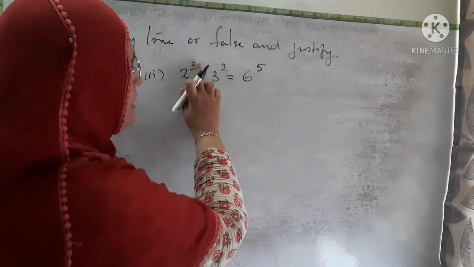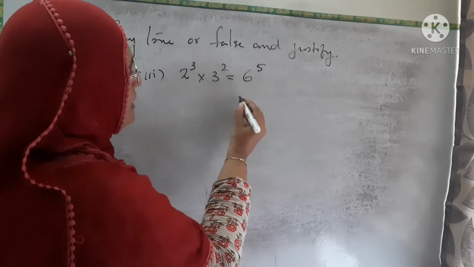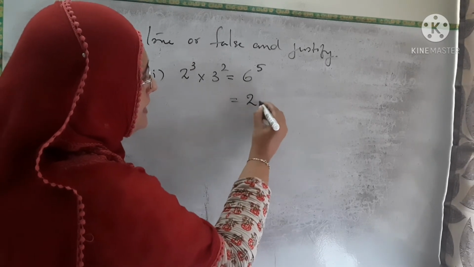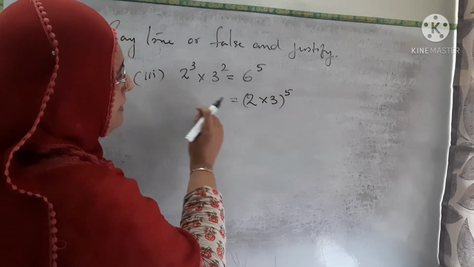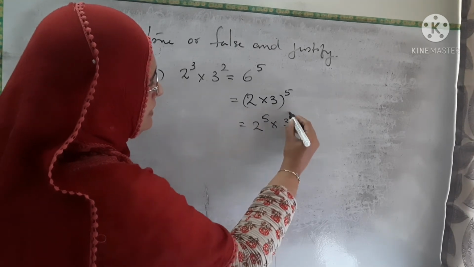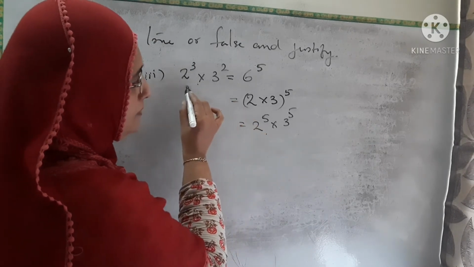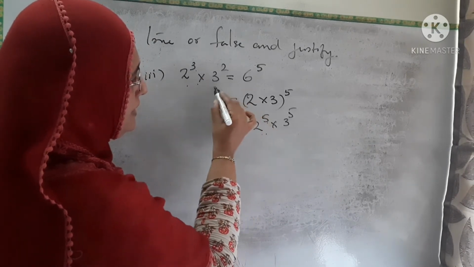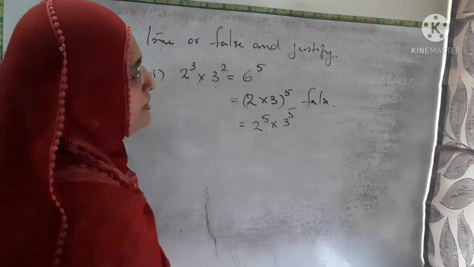Third one, 2 raised to 3 into 3 square is equal to 6 raised to 5. Now see, I am going to split this 6. 6 you can write as 2 into 3 the whole raised to 5. Now see, that is 2 raised to 5 into 3 raised to 5. Are they equal? No. Here 2 raised to 3 and there 2 raised to 5. Here 3 raised to 2, there 3 raised to 5. So that is also false.